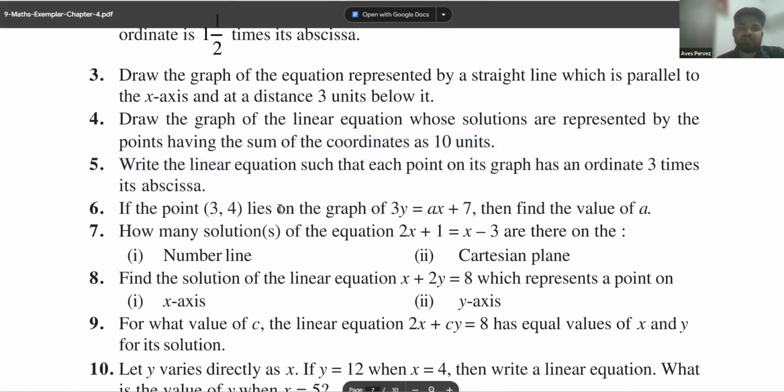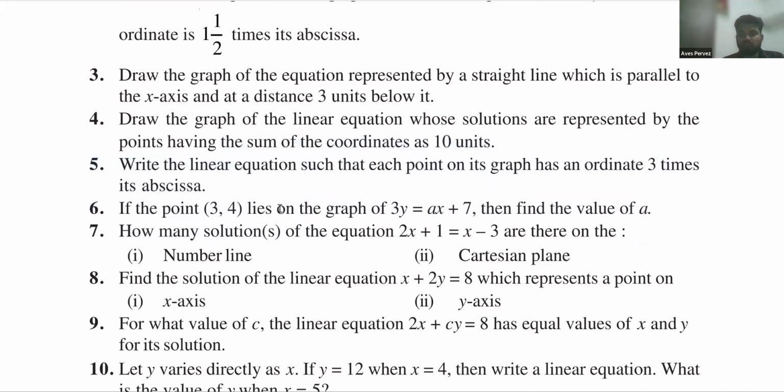Do question number 6. Ordinate is the y-axis and abscissa is the x-axis. Do question number 6. It is very simple. Put the value of x and y and then find out the value of a.